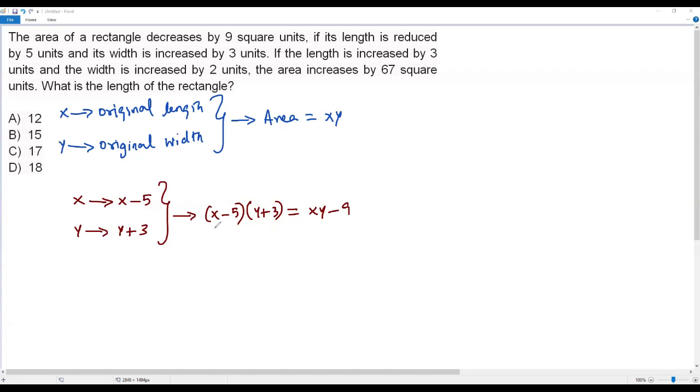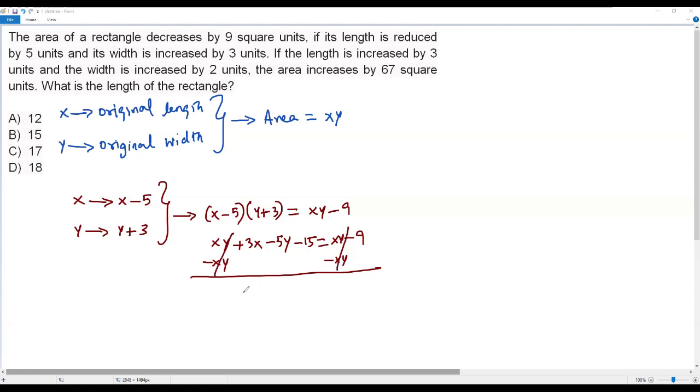So using the FOIL method, let me multiply the first terms, x times y is xy, and now let's multiply the outer terms, x times 3 is positive 3x. Now let's multiply the inner terms, negative 5 times y, then I'm getting negative 5y. Now we can multiply the last terms, that is negative 5 times 3 is negative 15, equals xy negative 9. Okay, here we find xy on both sides of the equation. We can subtract xy from both sides of the equation, so to get rid of the terms xy on both sides, positive xy, negative xy will cancel. So then I'm getting 3x negative 5y negative 15 equals negative 9.